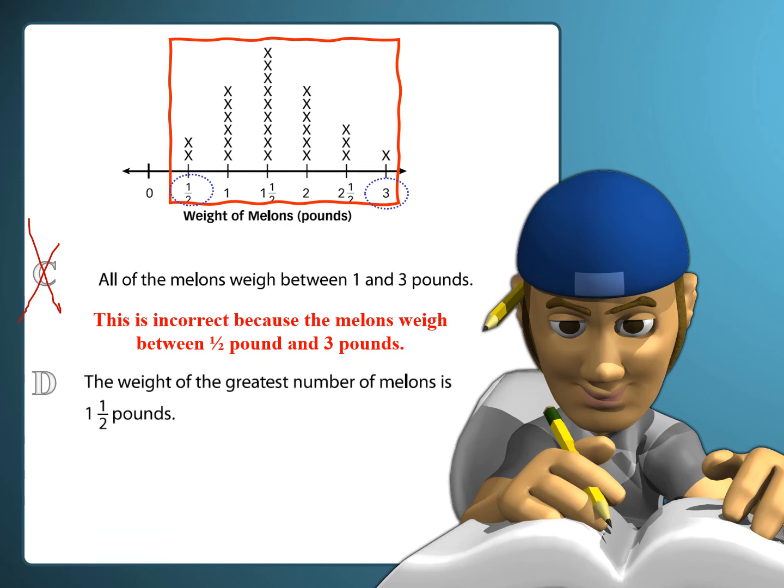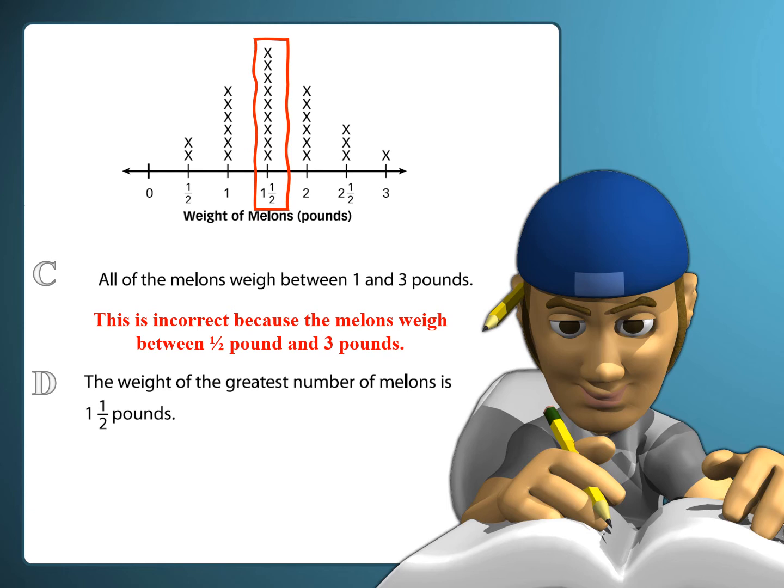So now let's try the letter D. The weight of the greatest number of melons is 1/2 pounds. So let's try that on this slide. First thing we need to look at is which of the data points has the most amount of X's on it, and that would be 1 and 1/2. So 1 and 1/2 has the most data points on it to show that this is the one that has the greatest number of melons.